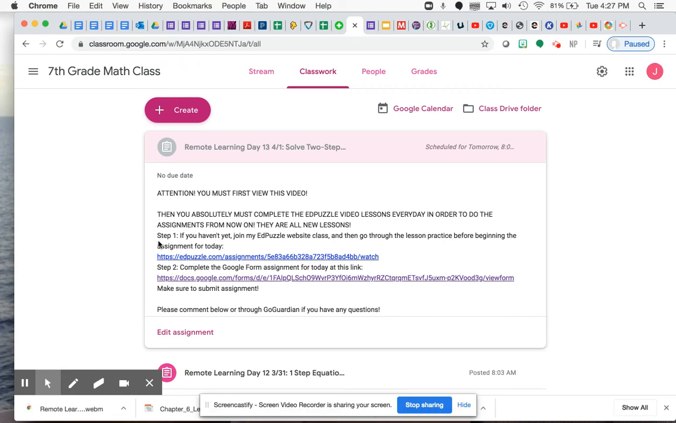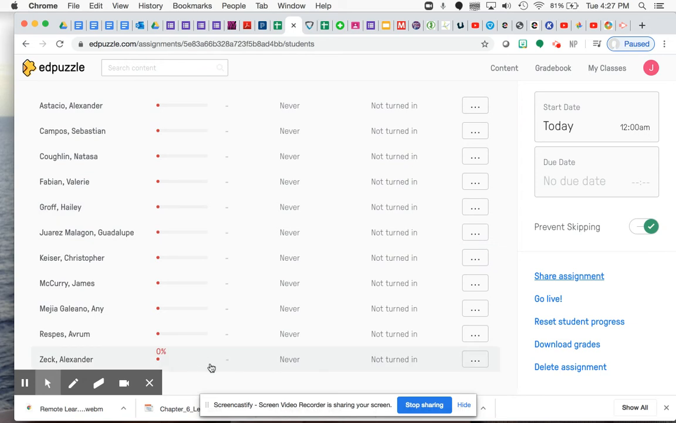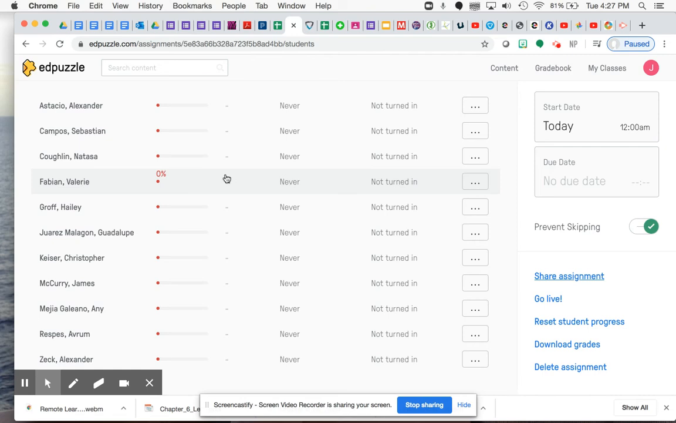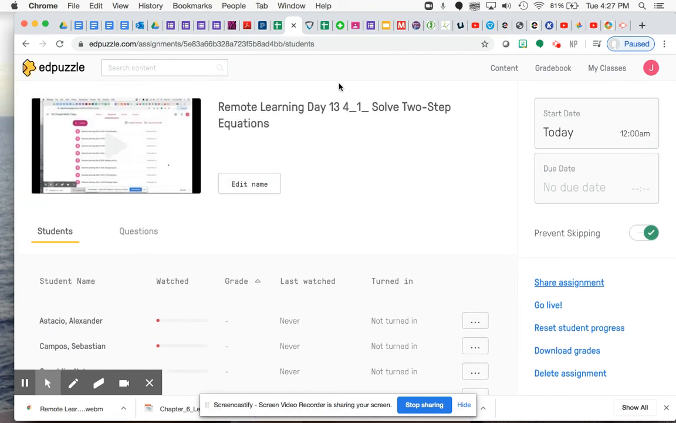Again, first step, first assignment: join my Edpuzzle website class and then go through the lesson practice before beginning the assignment. You use, I believe, your Google account login, and that will help you join my class. This is all of you who are in my class so far, which is a big improvement compared to how we started out Monday. But I will tell you, many of you still are not actually going through the lessons yet, and that is definitely not a good thing because then you're not being able to really practice before you do the assignment.